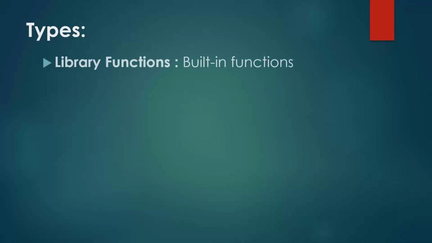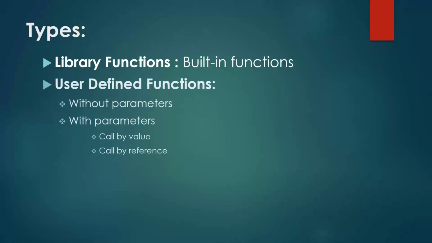So first of all, let us look at the types of functions. So there are two types of function basically. First one are the library functions, which are built-in functions like the printf and the scanf or some more. And the second one is the user-defined functions, which are again of two types. User-defined function means which are defined by the user. And it has two types, like the without parameters and the with parameters. Parameters as placeholders, as I said.